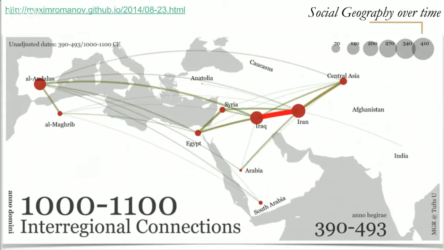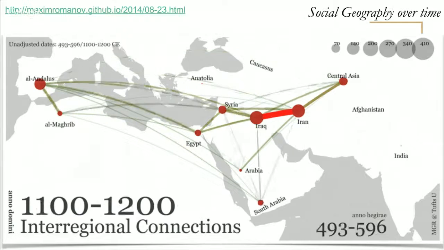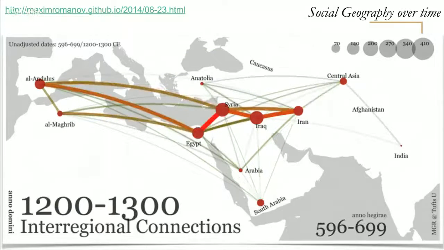And at this point, you can see that Al-Andalus, Spain, appears quite strongly. Almost competing with Iraq and Iran, but it's not as integrated into the Central Islamic lands as the Central Islamic lands are integrated with each other. But as we move along, we can see how these connections change over time.